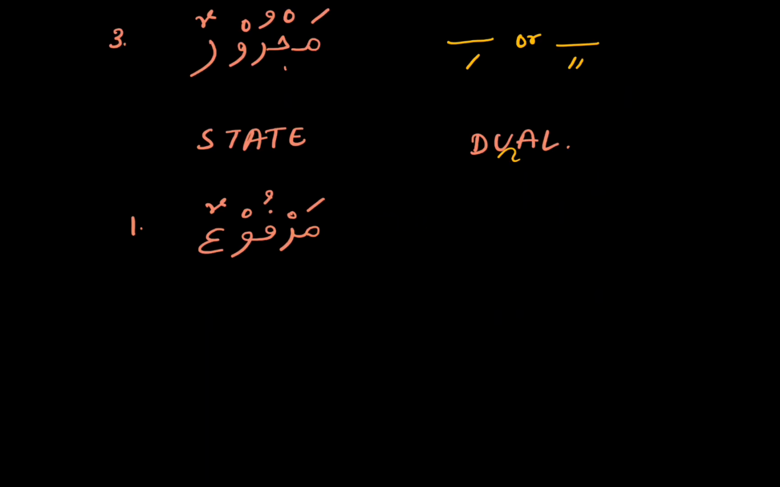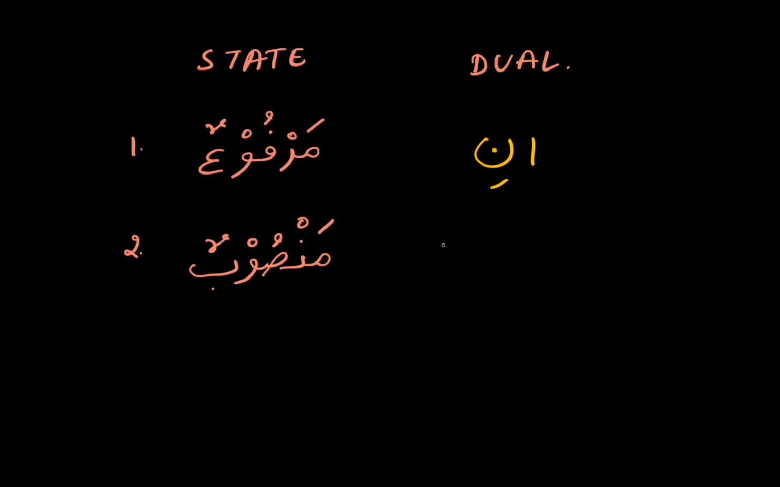Now let us learn about dual nouns. In order to identify a dual noun to be marfu, the case ending should end with alif noon, alif noon with a kasra. If a dual noun is marfu, then the case ending should have alif noon with a kasra at the end. Now the mansub state. The mansub state in a dual noun can be identified with ya noon with a kasra at the end. So by seeing this sign, we can say the dual noun is in mansub state.